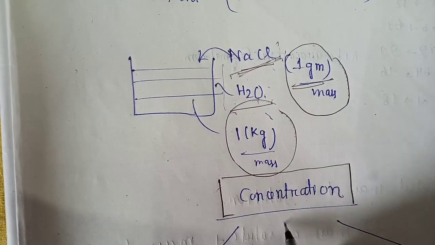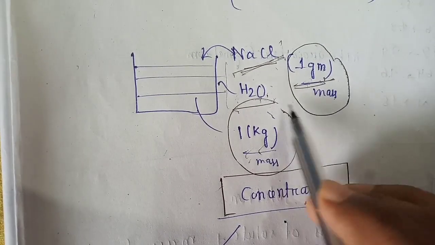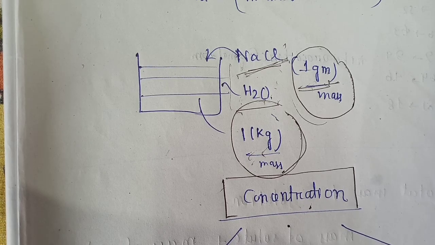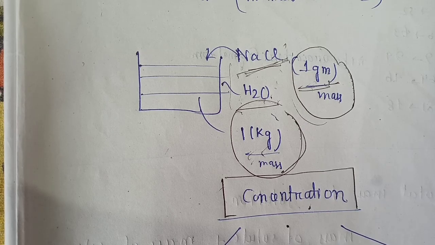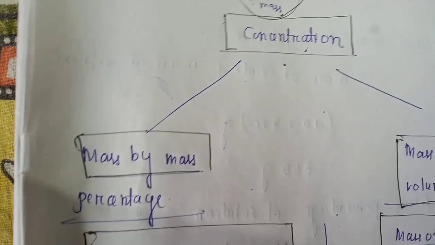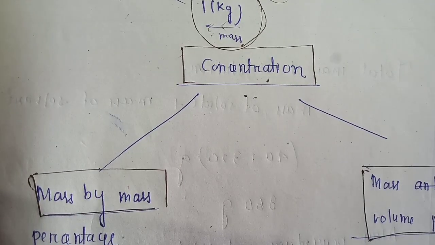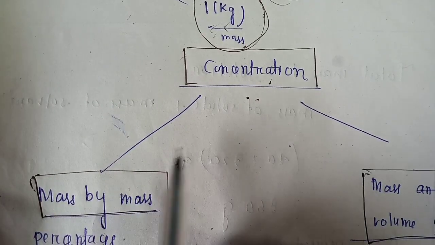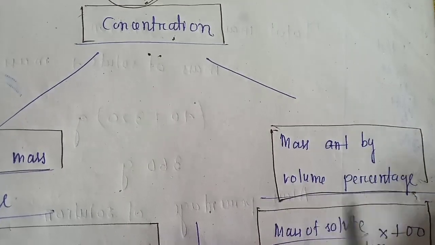We can easily determine the concentration with the help of these mass values. Concentration means how much solute is added to a particular amount of solution or solvent. I can represent this concentration by 2 methods or 2 processes. The first process is mass by mass percentage, and the second process is mass by volume percentage.